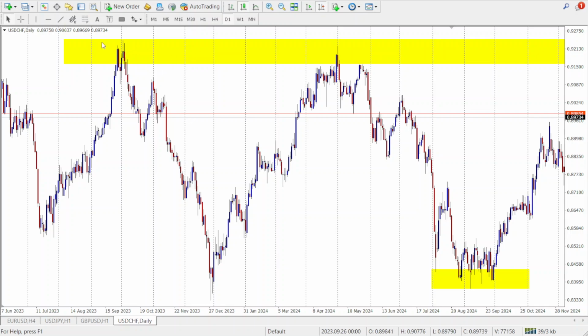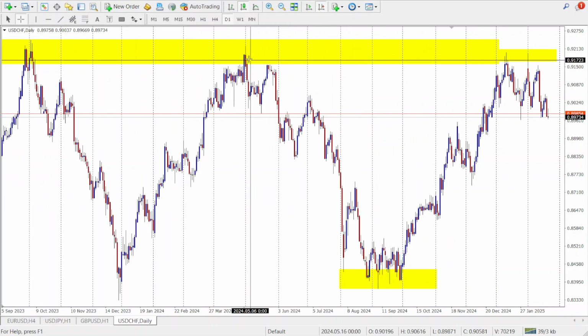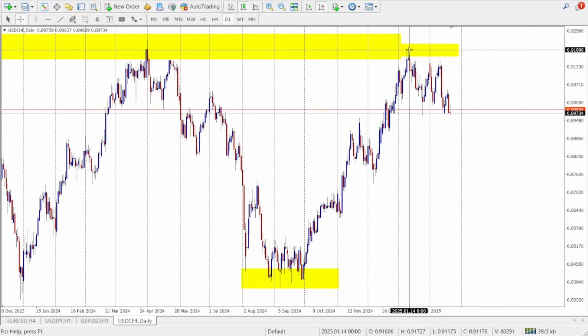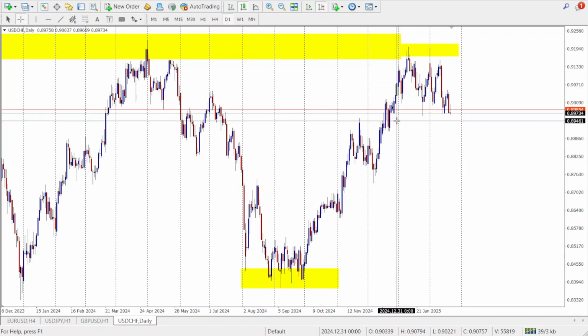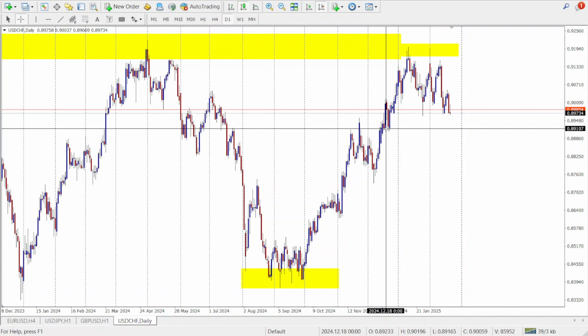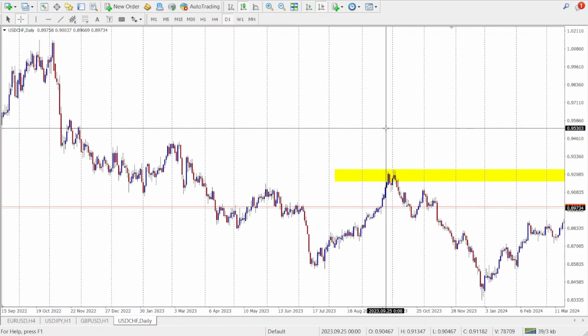You'll notice that on several occasions when price approached this supply zone, the price always got rejected. Mind you, you can see that this was since 2023. You can see the date here, 2023. Here was 2024. It got rejected again here and here. And this is 2025. So it kept on getting rejected over and over again.